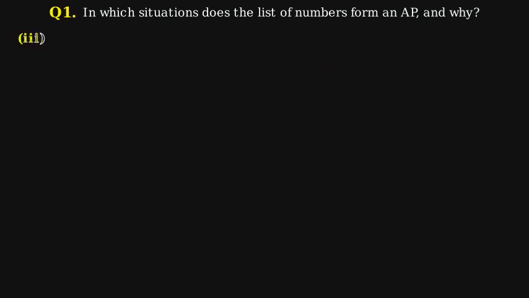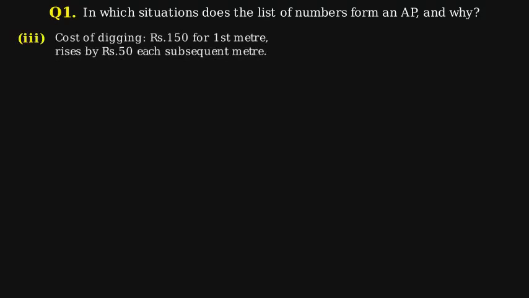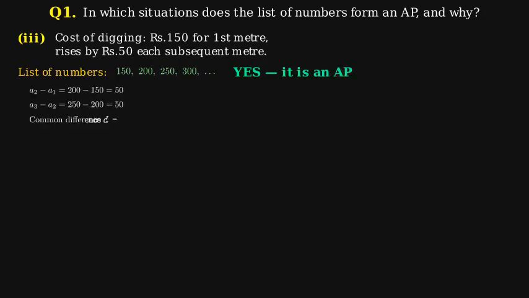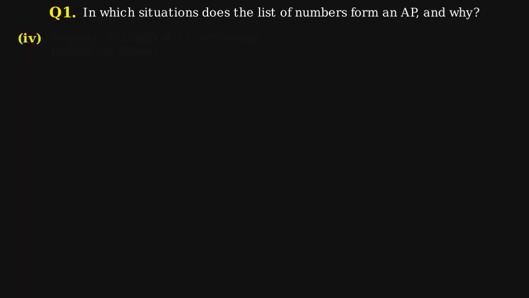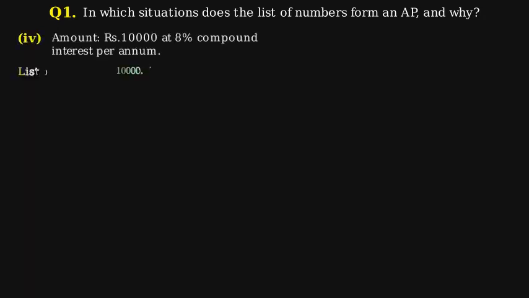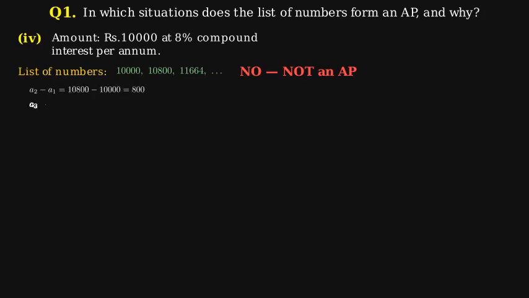Part 3. Digging cost 150, 200, 250, 300 rupees. Common difference is 50. Yes, AP with d equals 50. Part 4. Compound interest on 10,000 rupees at 8%, 10,000, 10,800, 11,664. Differences are 800 and 864, not equal. Not an AP.